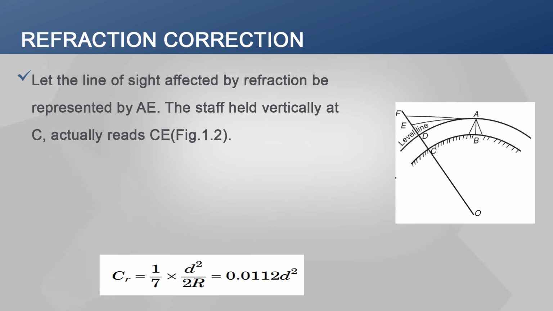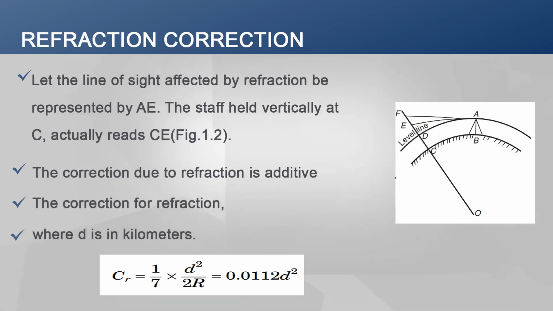Let the line of sight affected by refraction be represented by AE in this figure. The staff held vertically at C actually reads at CE. Under normal atmospheric condition, the arc AE may be assumed circular, whose radius is 7 times that of the earth. The effect of refraction is therefore 1/7 that of the curvature, but of opposite sign. The correction due to refraction is always additive.